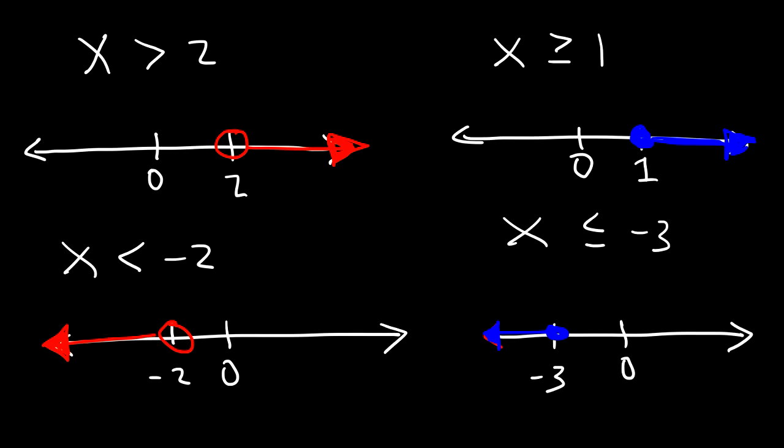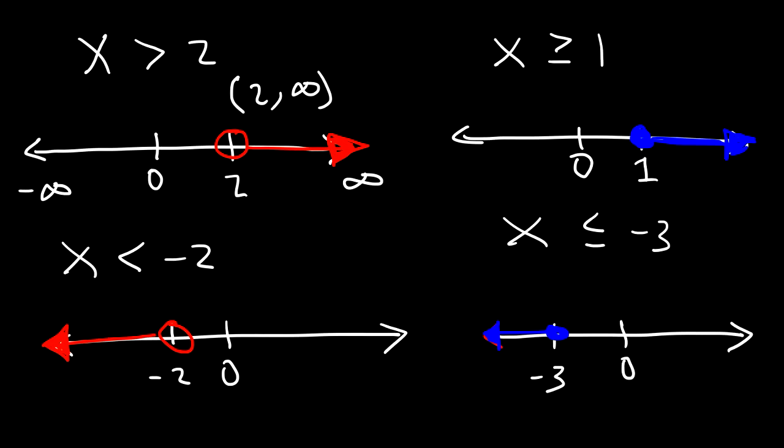Now you need to be able to represent these solutions using interval notation. For the first example in the upper left, x is greater than 2, so the way you can write it is 2 to infinity. All the way to the right you have positive infinity, to the left negative infinity. So it starts from 2 and it ends at infinity. And if you have an open circle, always use parentheses. And for infinity symbols, you should always use parentheses.